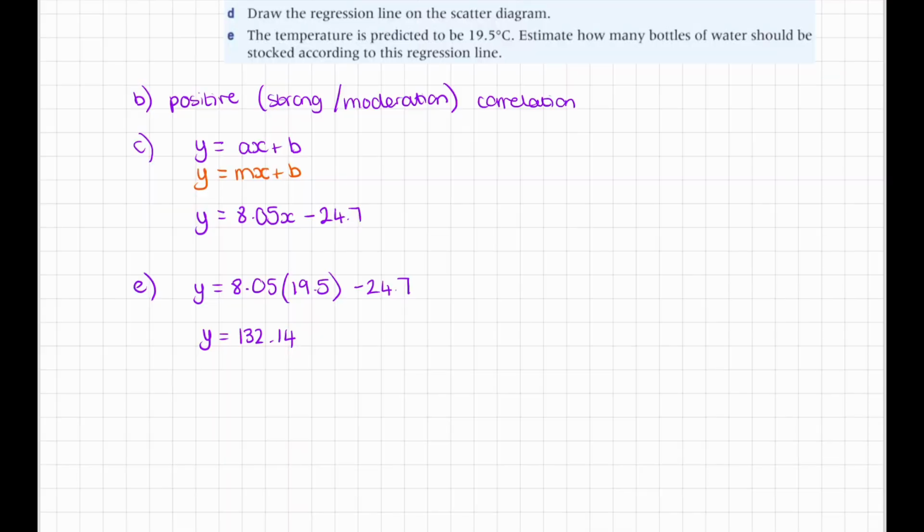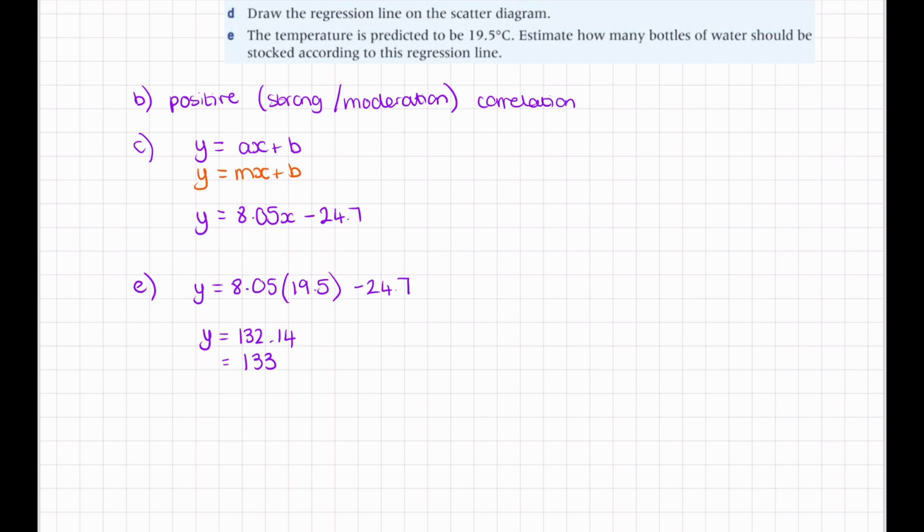So the question is asking us to estimate how many bottles of water should be stocked according to this regression line. We have found the answer of 132.14, but we can't stock 0.14 of a water bottle, which means to make sure there is enough water, we will need to stock 133 water bottles, as per our regression line, 132 may not be enough.